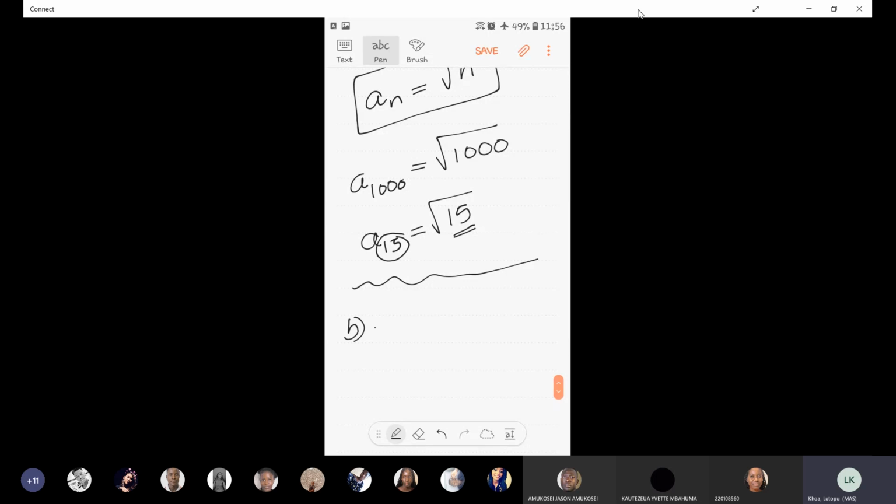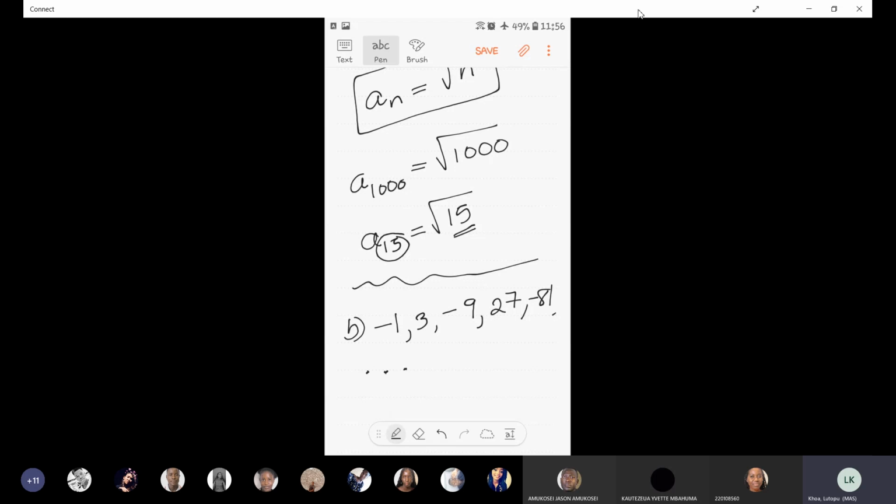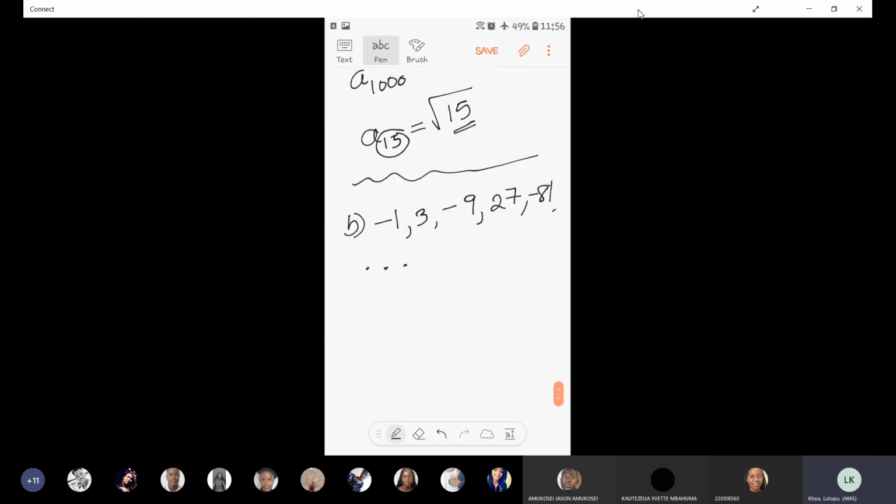Then you can have another one. We have -1, 3, -9, 27, -81, and then it continues. The 3 dots indicate that your sequence continues. It doesn't stop at 81. So it keeps going in that manner. So you try and see what is the pattern or what is happening here. Can somebody tell me what is happening here?